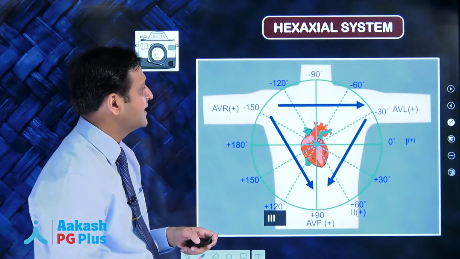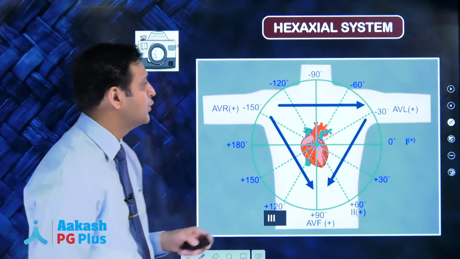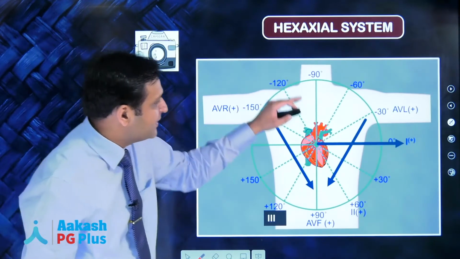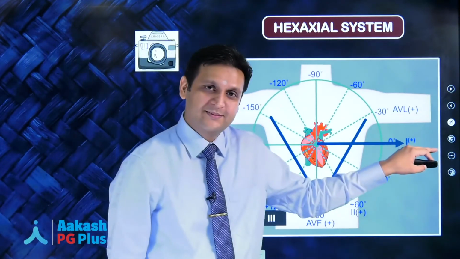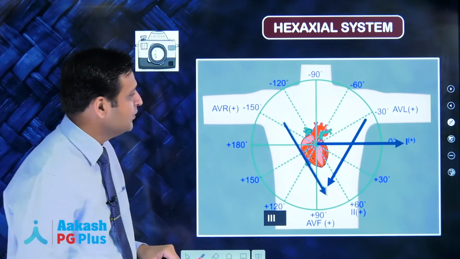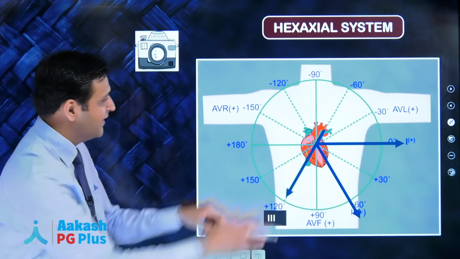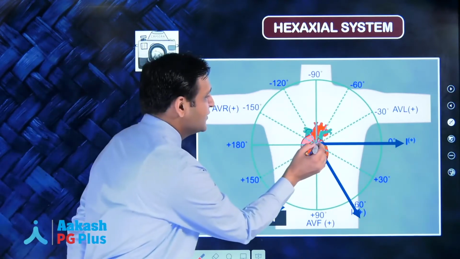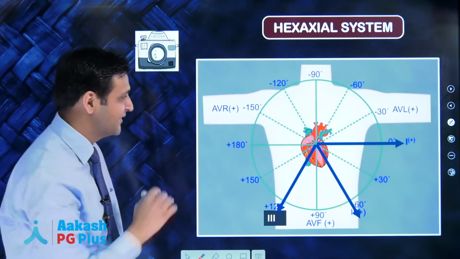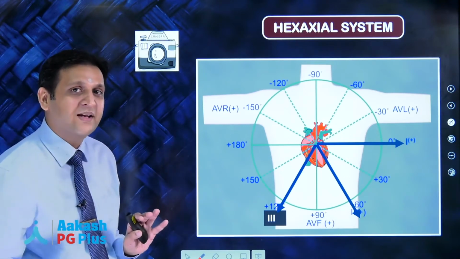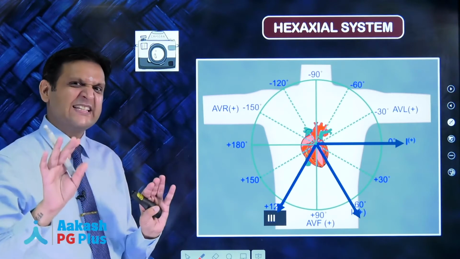Now let's move on to the next slide. So this is what I wanted to show you. This is lead 1. Now lead 1 can be dragged down and brought here. This is lead 2, drag it down, bring it here. This is lead 3, drag it down, bring it here. So now you have a center. Now, this is how the hexaxial system is built. Hexaxial is 6 axis, right.